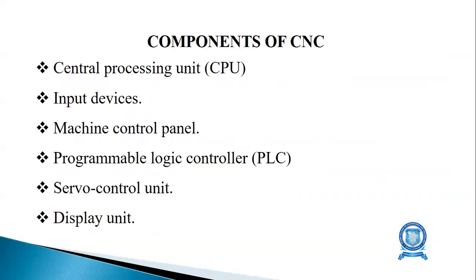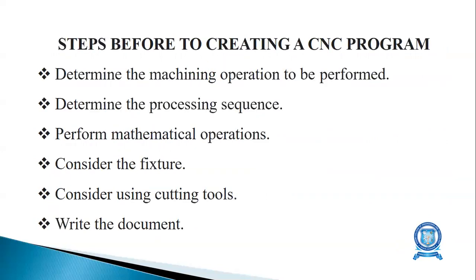Components of CNC. They are the central processing unit, input devices, machine control panel, and the programmable logic controller, servo control unit, and display unit. These are the components which are basically used in a CNC.